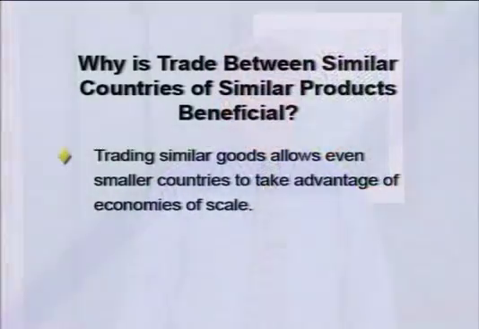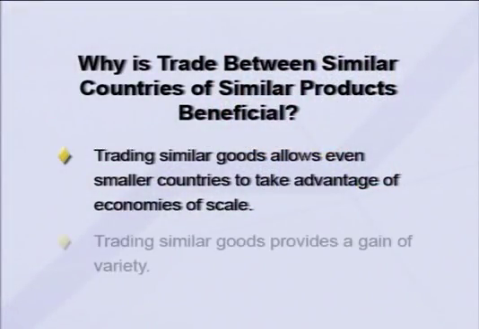A second advantage of this kind of trade: trading similar goods provides a gain of variety. You get many different kinds of cars. Again, if you're the United Kingdom, a relatively small economy, it might be that one big car plant provides essentially all the cars the United Kingdom really demands in a given year. But if you trade back and forth between other countries, then you can still have the economies of scale, but also have a much greater variety of possibilities within your market.